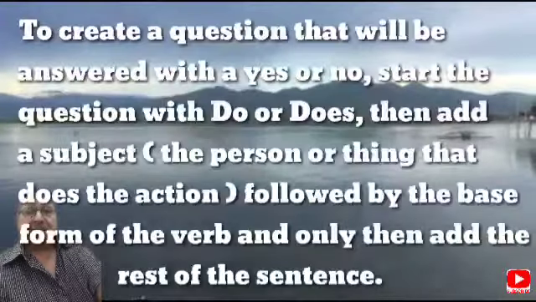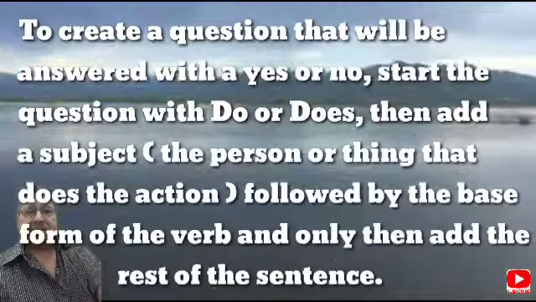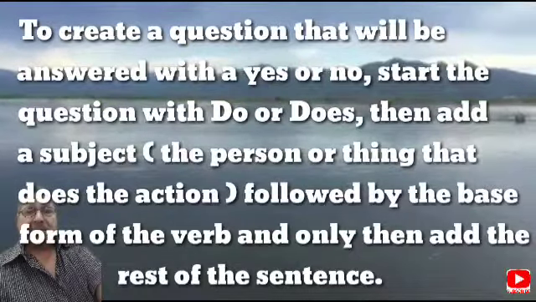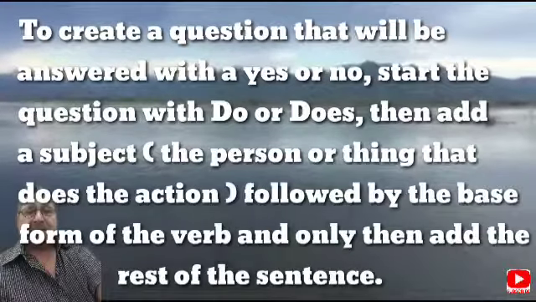To create a question that will be answered with a yes or no, start the question with do or does. Then add a subject, the person or thing that does the action, followed by the base form of the verb, and only then add the rest of the sentence.